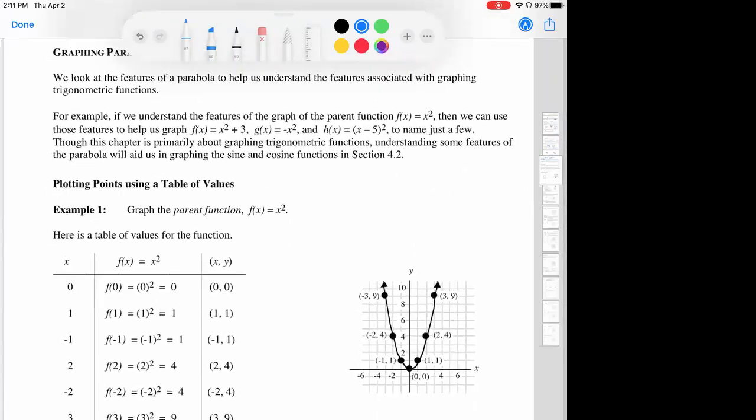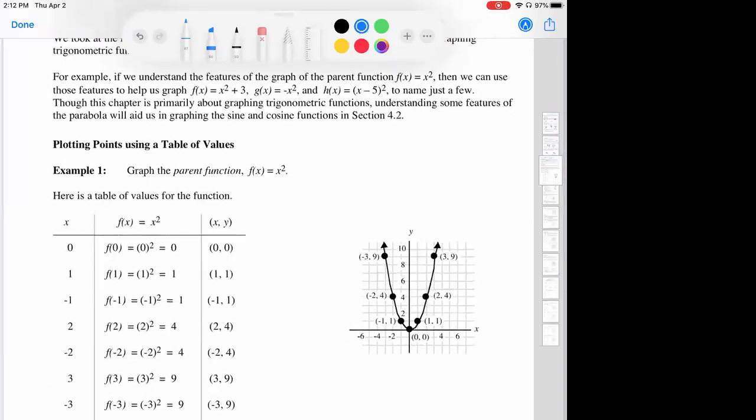Graphing parabolas. We look at the features of a parabola to help us understand the features associated with graphing trig functions. For example, if we understand the features of the graph of the parent function f of x equals x squared, then we can use those features to help us graph f of x equals x squared plus 3, or g of x equals negative x squared, or h of x equals x minus 5 squared. So in general, it's about figuring out what your parent graph is. Once you know what your parent graph should look like, then you can go ahead and change the shifts. In general, a parent function is defined as y equals f of x.